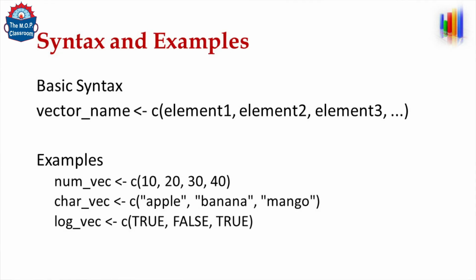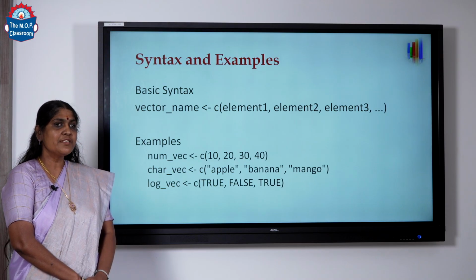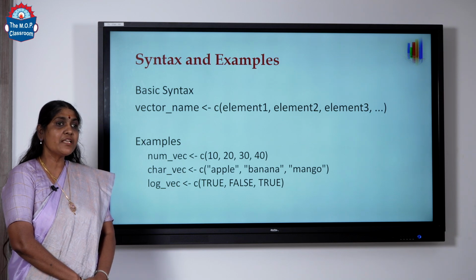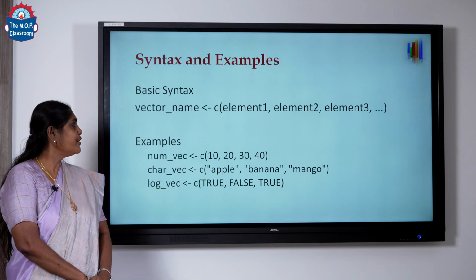The syntax for creating a vector is shown on the screen. It is vector name assigned with c of element 1, element 2, followed by element n, where c should be in lower case, which means that it is concatenating all the elements to create a new vector. And also here we have a few examples.